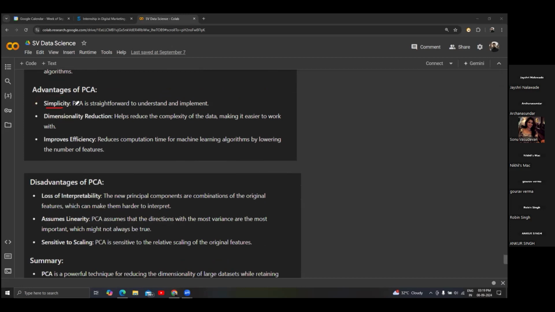So, simplicity, an advantage of using PCA. PCA is straightforward to understand and implement. Dimensionality reduction helps reduce the complexity of the data, making it easier to work with. Improves efficiency: reduces computation time for machine learning algorithms by lowering the number of features. Yes, very nice. If you train your machine learning model, it will take much less time.